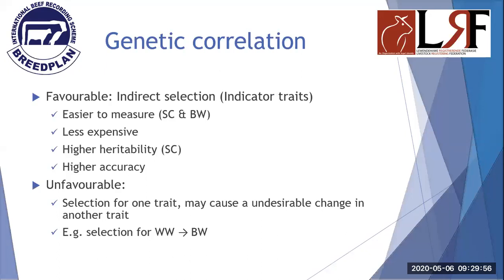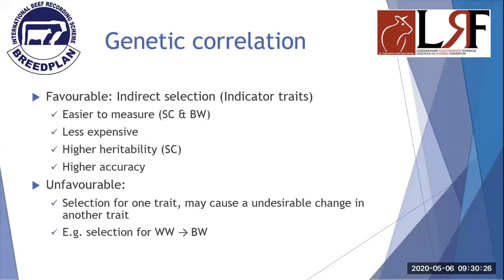So if it's favorable, we can use it for indirect selection. We call them indicator traits. These indicator traits might be easier to measure. So for example, it is easier to weigh an animal for birth weight than to score animals for calving ease. So we can use birth weight as an indicator trait for calving ease.